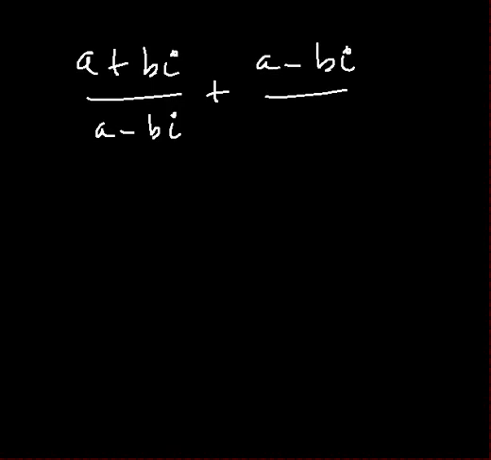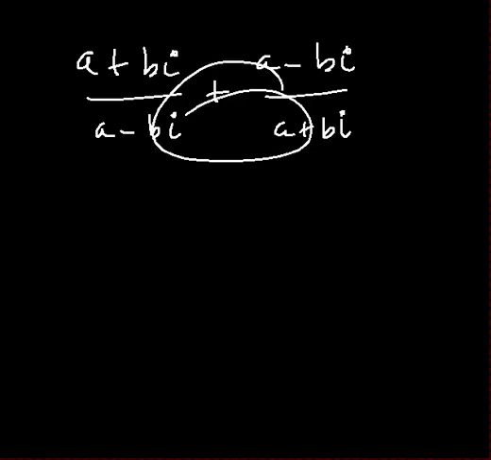And let's say we have (a plus bi) over (a minus bi) plus (a minus bi) over (a plus bi). We have to find the real and the imaginary part of this expression. So here is just something that can help you. If we have the complex number a plus bi, this a is said to be the real part and this b is said to be the imaginary part.